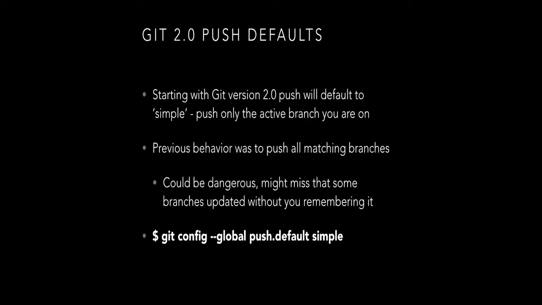So they felt it would be safer, instead of pushing all of the matching branches, to change and push by default the branch that you're on currently. You can override that behavior and say to push all matching if you want to, and it's easy to do that, but it's there as a safety feature. So if you're at the command line and you do a Git push and you see that, it's nothing to be worried about, just something to be aware of with the change in Git 2.0.